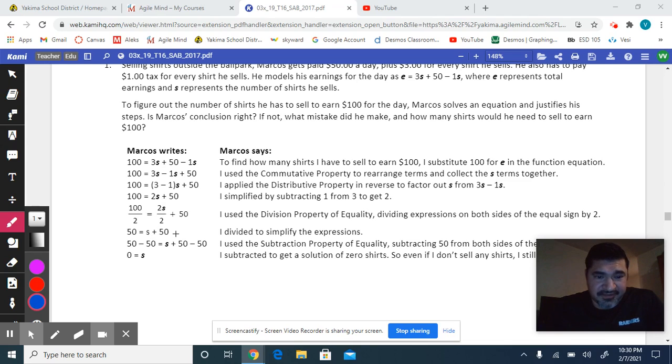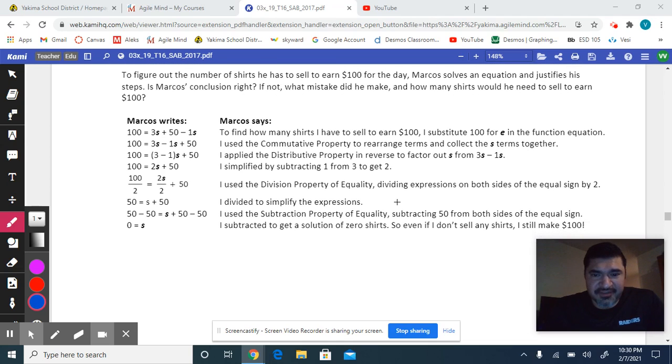Now we already know that this here is the mistake. I use the subtraction property of equality, subtracting 50 from both sides of the equal sign. I subtracted to get the solution of 0 shirts. So even if I don't sell any shirts, I still make $100. We obviously know that this is not correct.